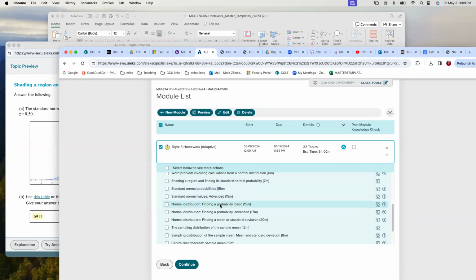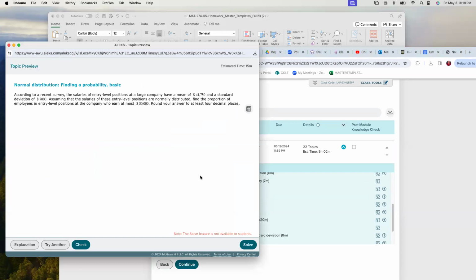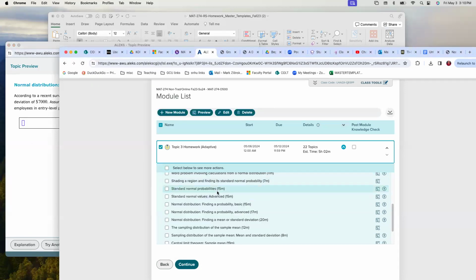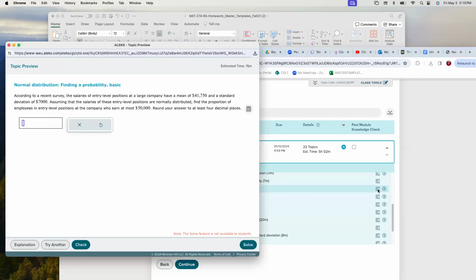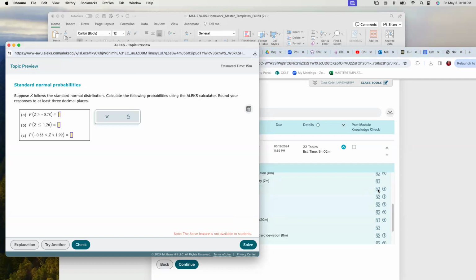So let's go ahead and find the probability here, and then we'll get into some of these standard normal values and so forth. Let me go to this one here first, standard normal probabilities, just to show you. I think, if I'm not mistaken, this one here. Yeah, okay, so they just give you those right here.